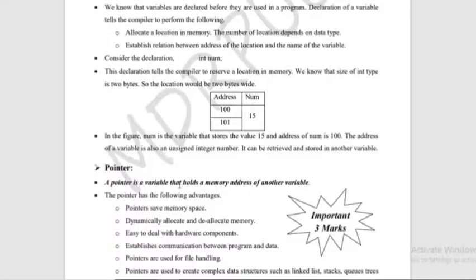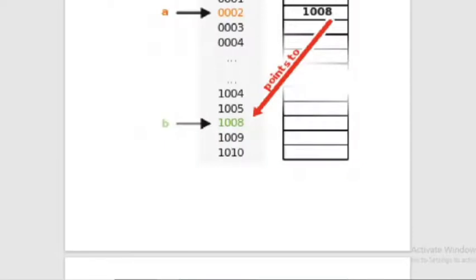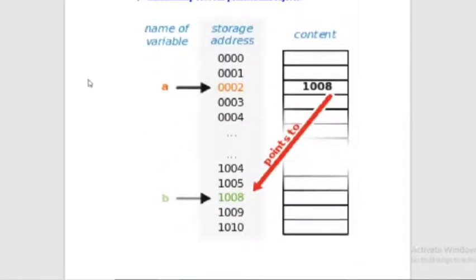A pointer is a variable that holds the memory address of another variable. What is a pointer? A pointer is a variable that holds the memory address of another variable. So in this example, you can see here it has two variables, that is A and B.